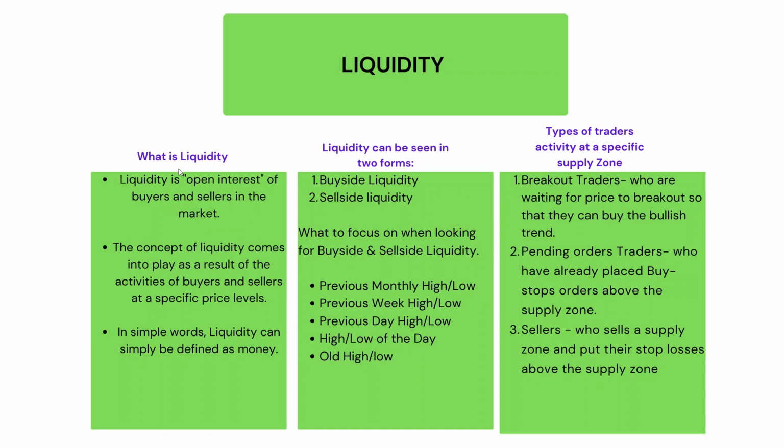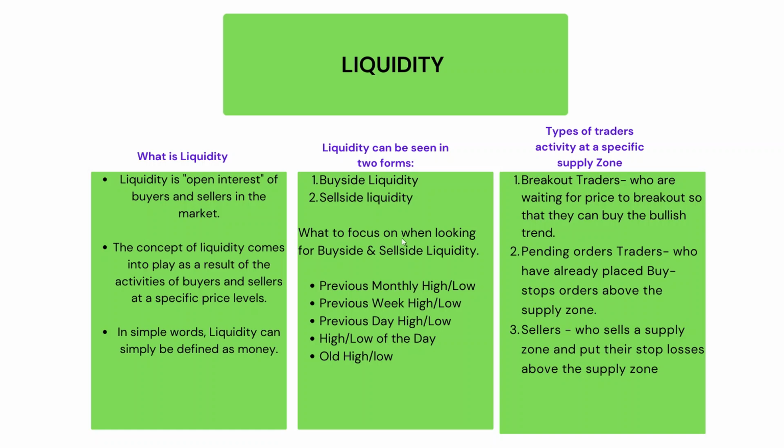So what is liquidity? Liquidity is an open interest of buyers and sellers in the market. The concept of liquidity comes into play as a result of activities of buyers and sellers at specific price levels. These specific price levels can be your supply and demand zones, your support and resistance. In simple words, liquidity can be defined as money in terms of stop losses. Liquidity can be seen in two forms, right? As buy side liquidity and sell side liquidity.